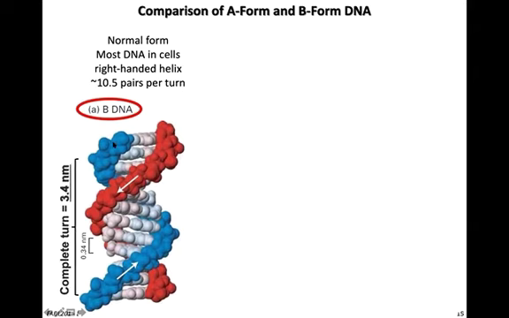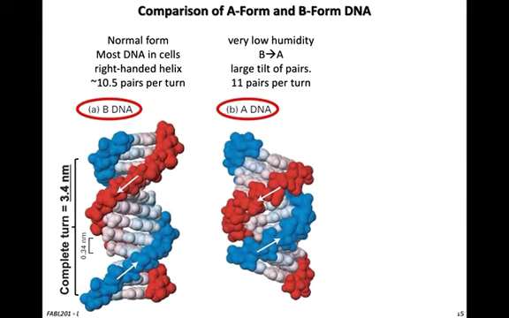The complete turn in the helix, starting from here to here, measures around 3.4 nanometers. And the distance between each two base pairs is around 0.34 nanometer. So you have around 10.5 base pairs per turn. That's the B form. While sometimes the A form is formed.